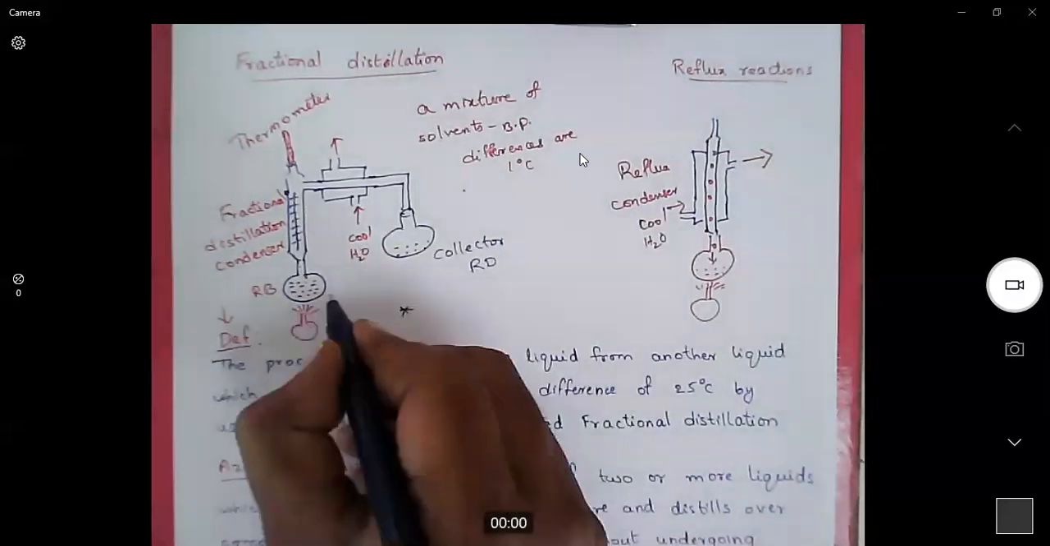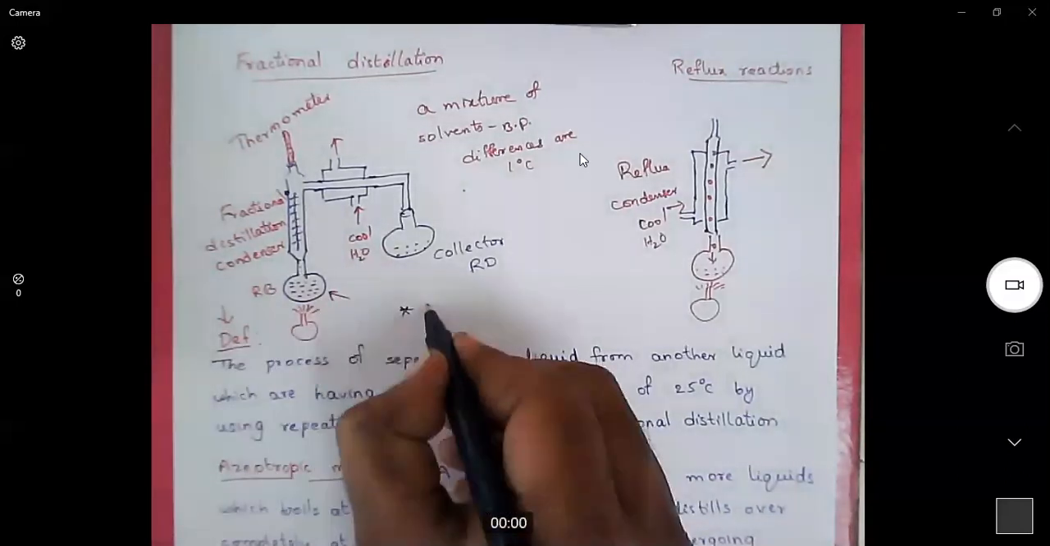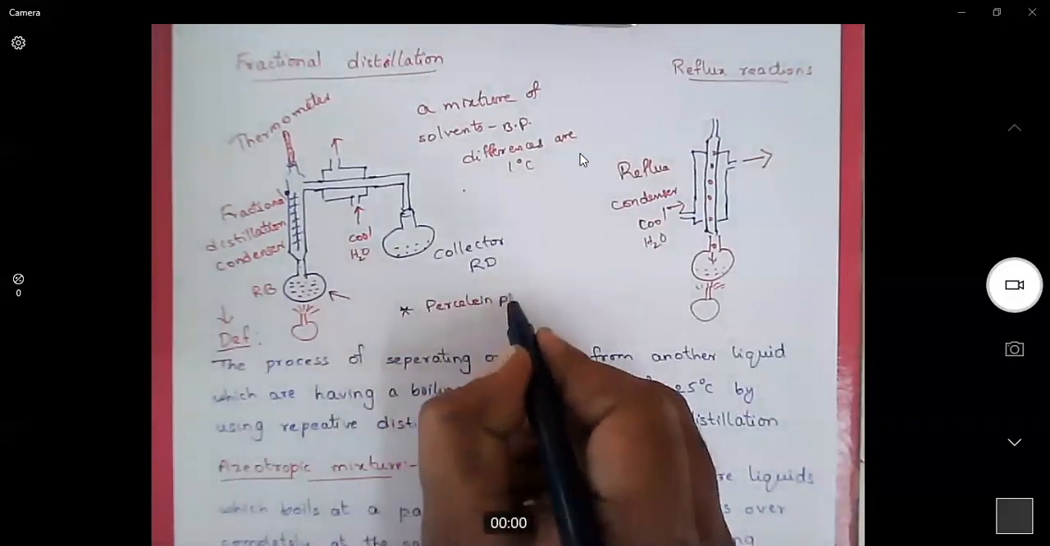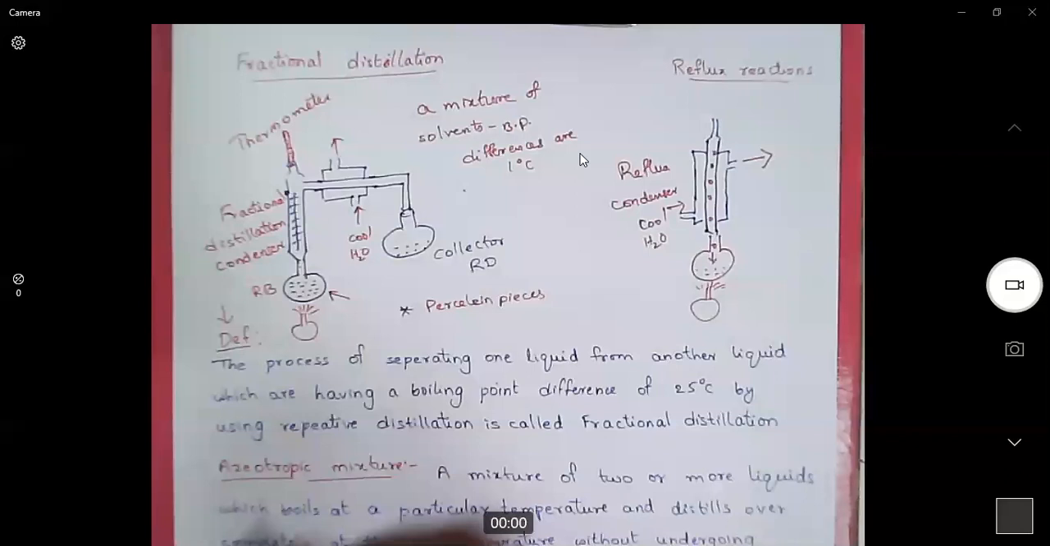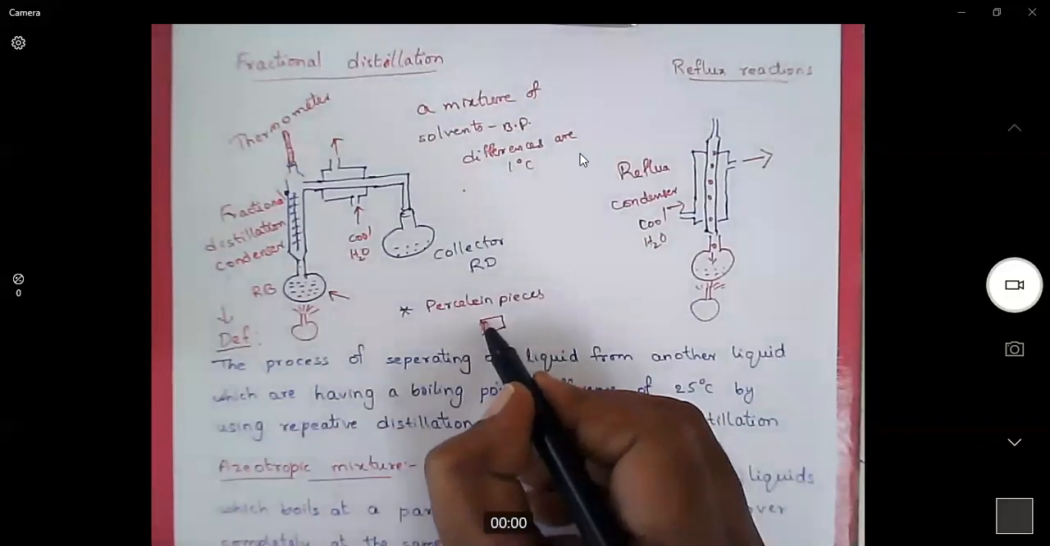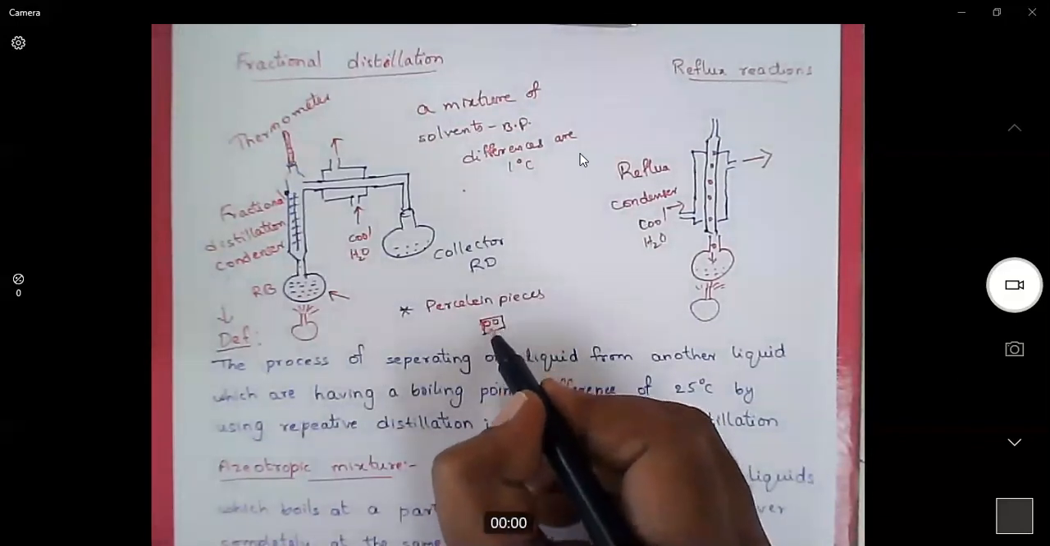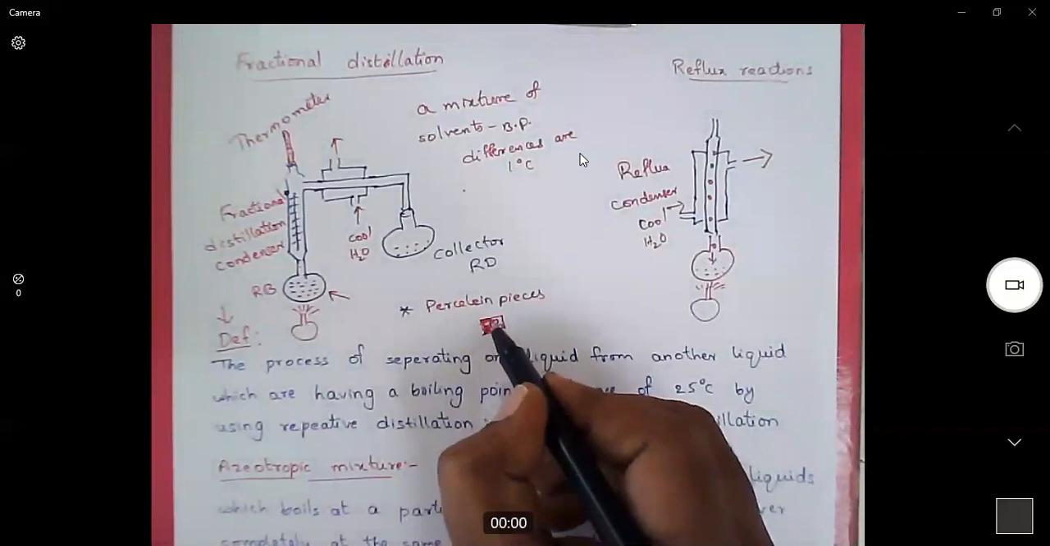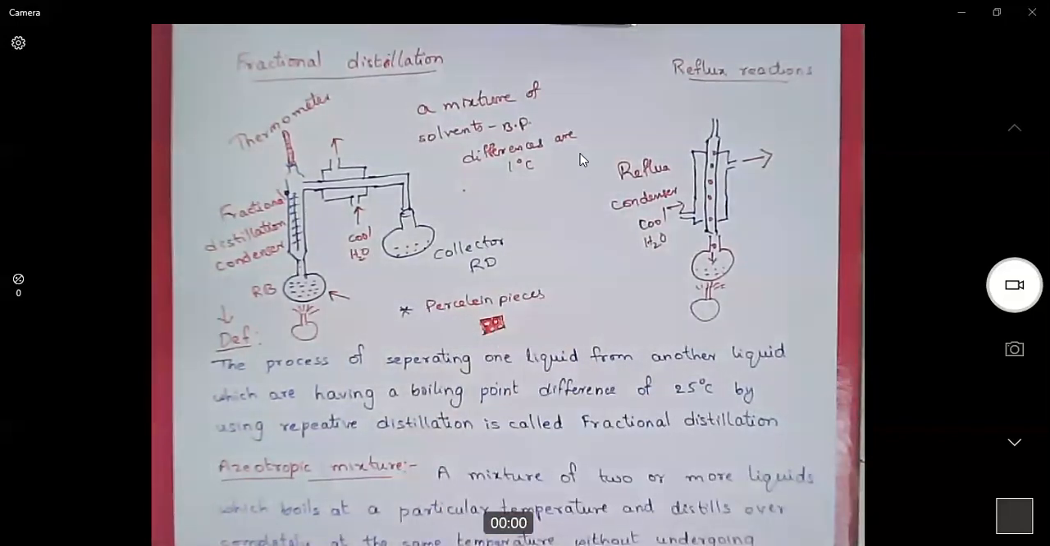Now, I just forgot to add one more important concept here. We will add porcelain pieces for distillation. I'll just write the structure. In the porcelain piece, we will have pores inside it. So these pores can be used to trap the solvent molecules or air bubbles.